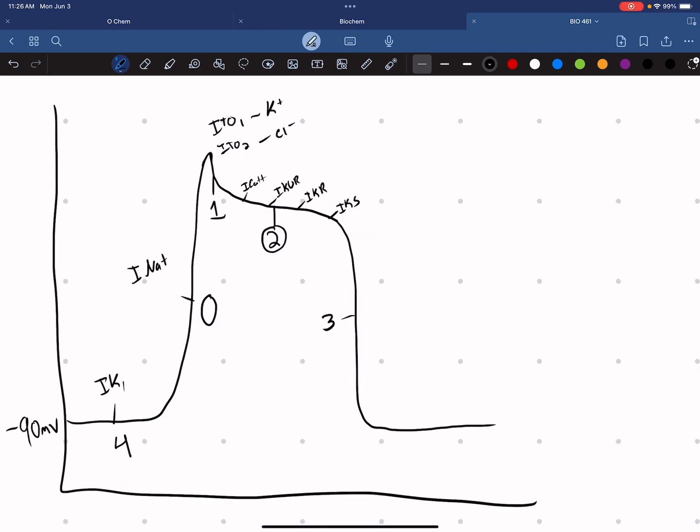So here, phase 3 represents the time when the amount of potassium leaving the cell will be much greater than the calcium that is coming into the cell. So that way the overall membrane potential will go down and decrease. It will come back down to the resting membrane potential down to -90.